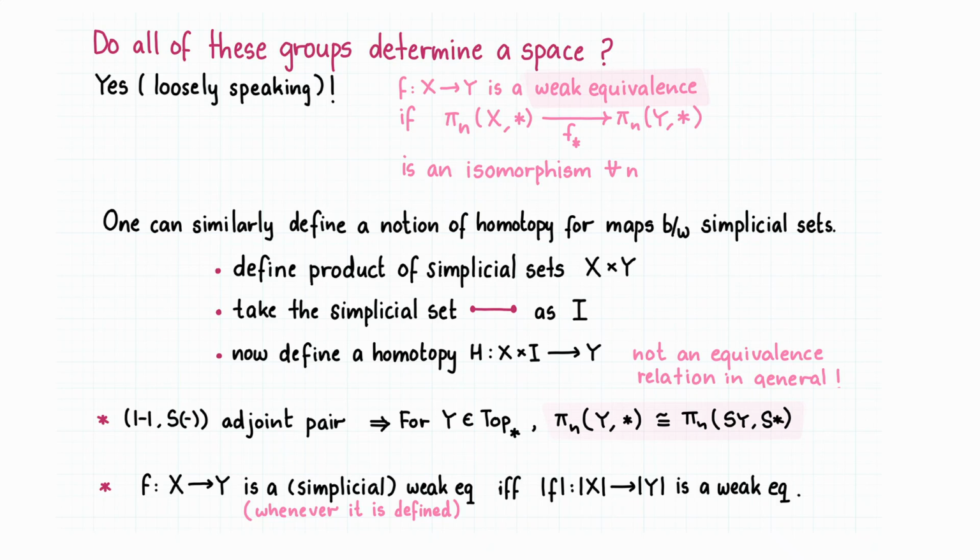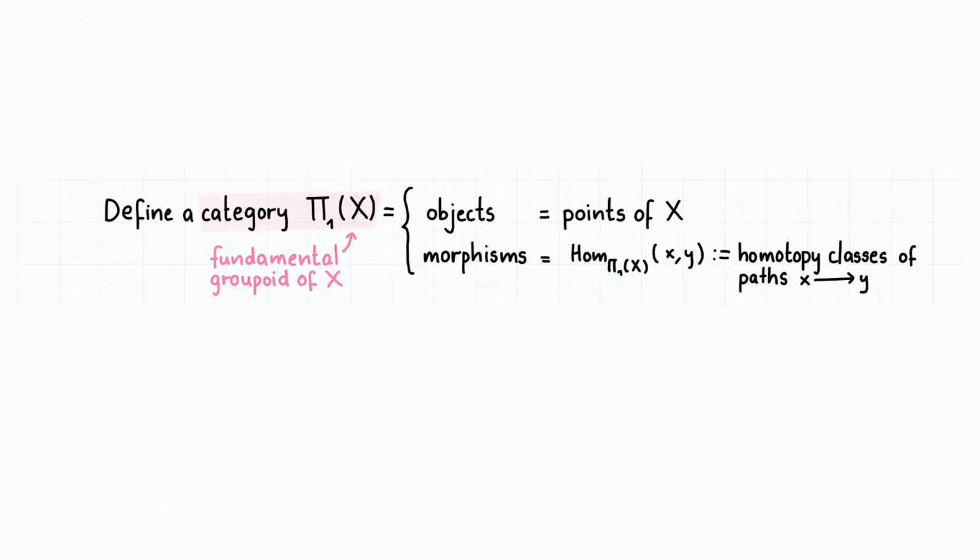Now, we have seen how simplicial sets can be seen as spaces or closely related to spaces. Now, they're also closely related to categories, which we'll see now. So we can define this category which we call the fundamental groupoid of X, where the objects of the category are points of the space X, and the morphisms are paths from X to Y up to homotopy. So if two paths are homotopic, you just consider them as one.